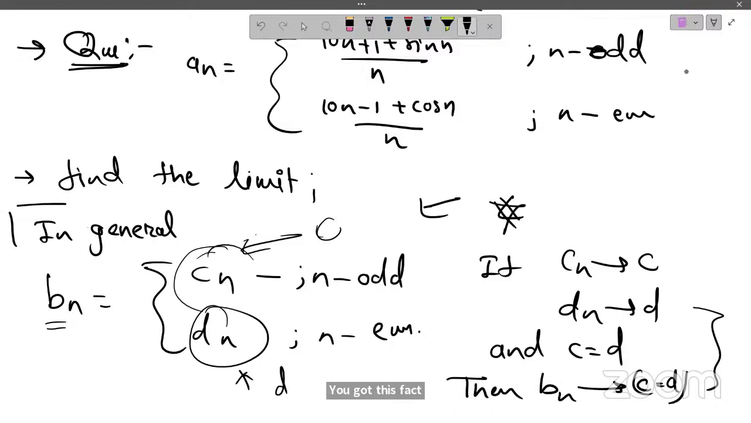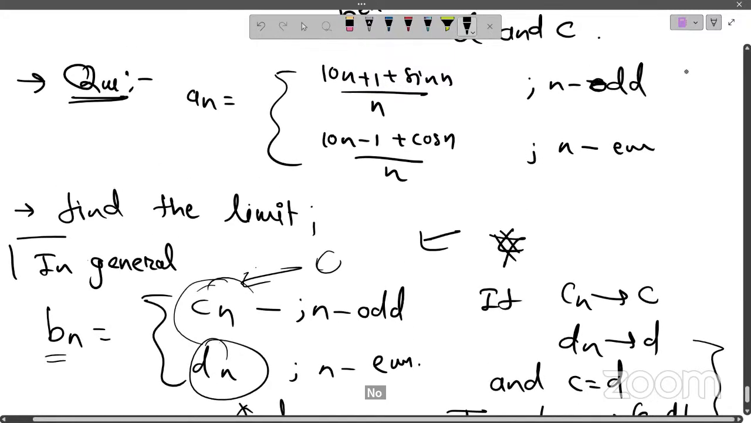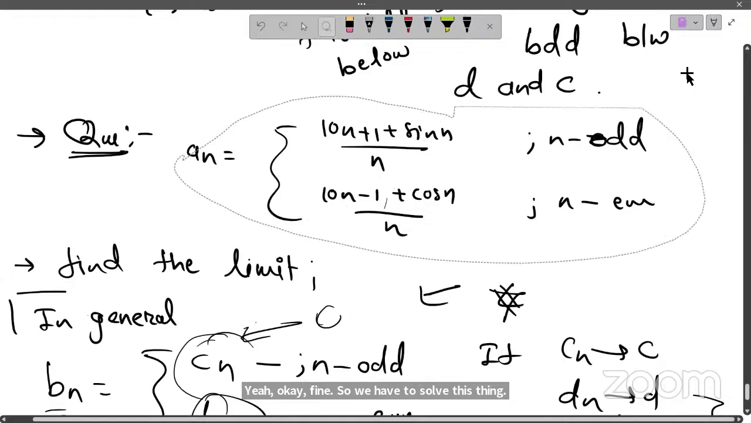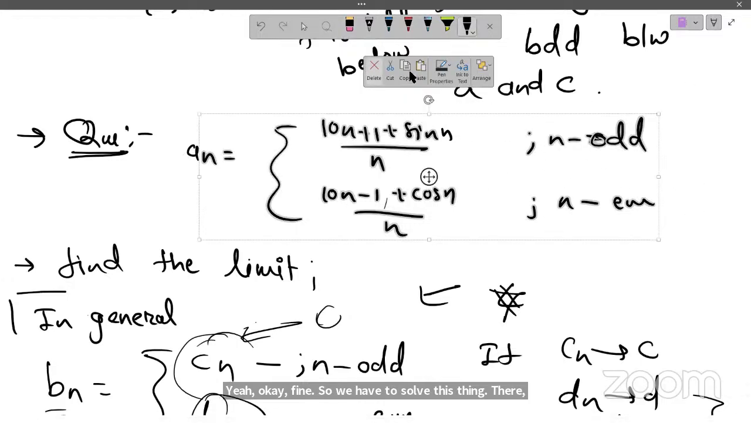Yes, ma'am. Any doubt on this? Sorry, you are not audible. Okay, fine. So we have to solve this: what is the limit of this function?